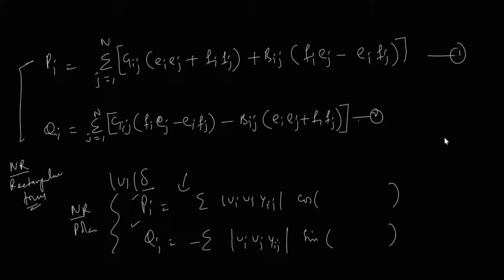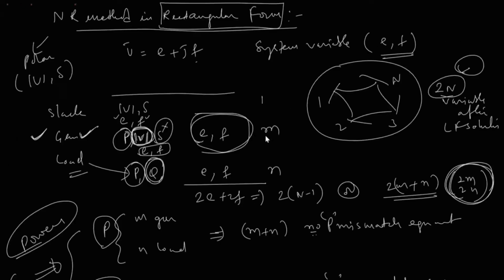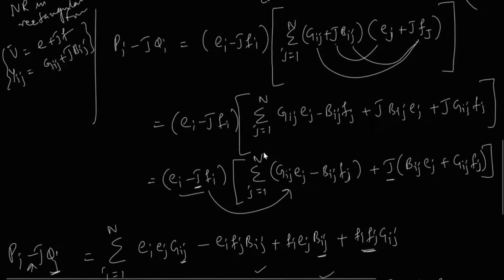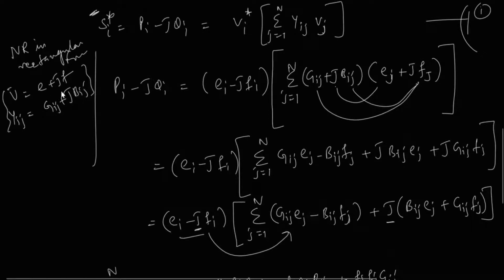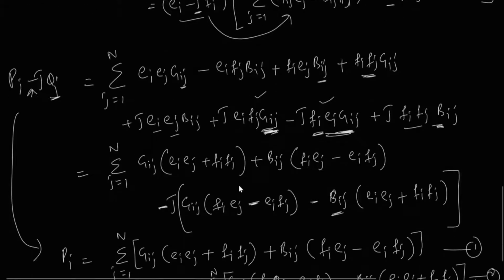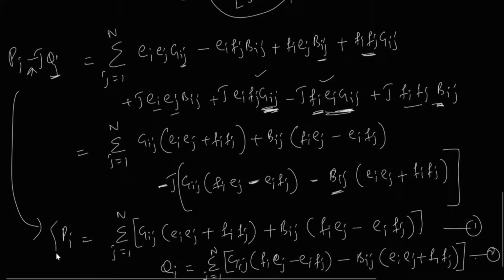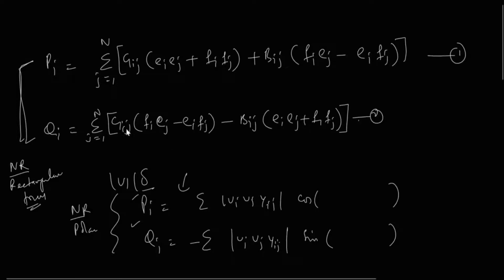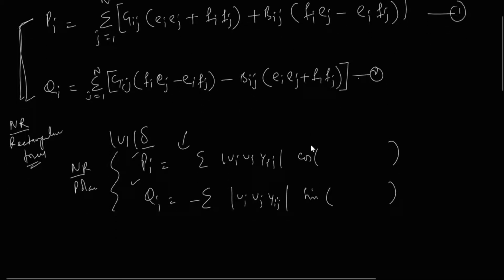But in real form and rectangular form, so to get this form you have to do all the simplifications. So I have substituted V equals to E and F, and I have simplified this equation to get these two equations, which we are going to use in our further Newton-Raphson rectangular form solution.